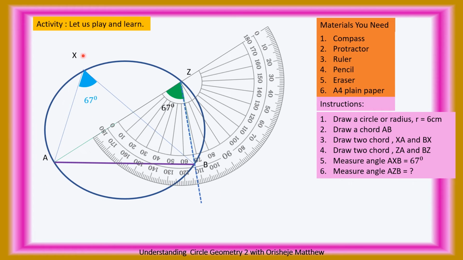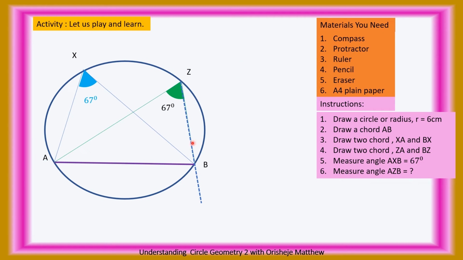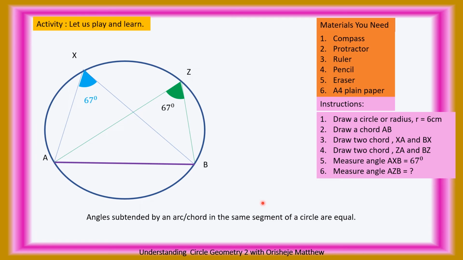So angle AXB is equal to angle AZB. These two angles are angles subtended by the arc AB, or the chord AB, in the same segment of the circle, and they are equal. The blue angle and the green angle are formed on the major segment. This portion here is the major segment, while this lower portion here is the minor segment.